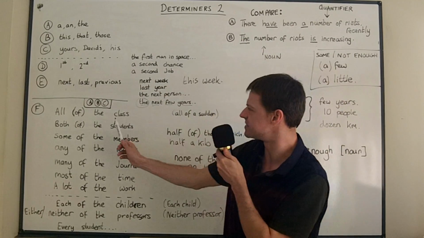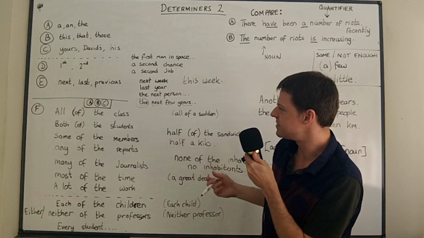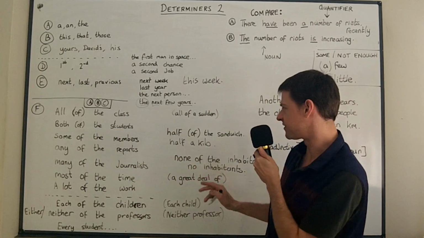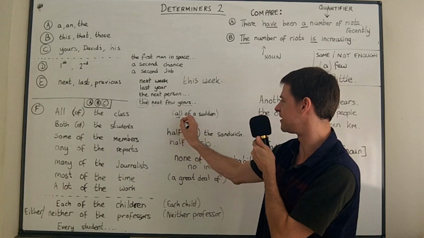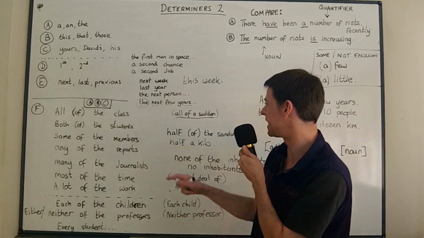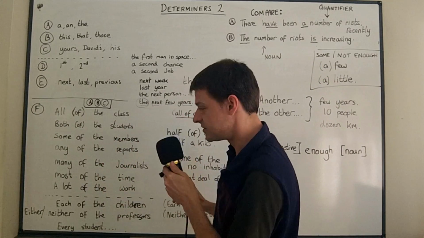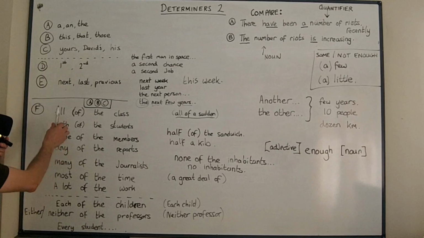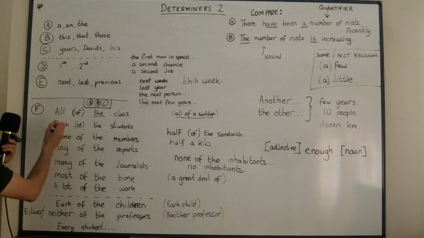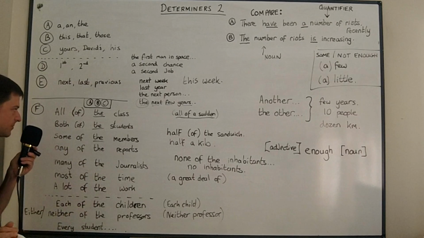Okay, now we're going to talk about quantifiers, because when I was thinking about the quantifiers, I noticed that you're going to use the here. You're not going to really use a. I'll talk about sometimes when you can. For example, I did think of this expression, all of a sudden. So there is a time when I can think of all and of and a and then a noun. But it's really not generally the case. And generally, if you're using these quantifiers, you're going to be saying all of the class. And you're going to be saying both of the students, some of the members, any of the reports.